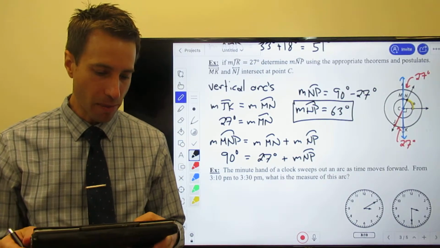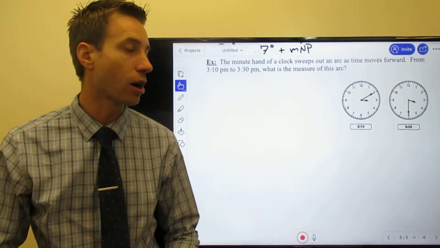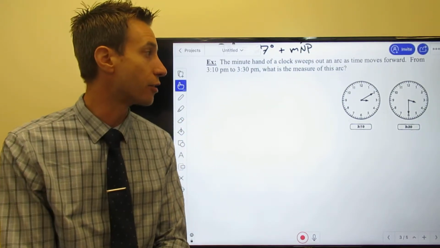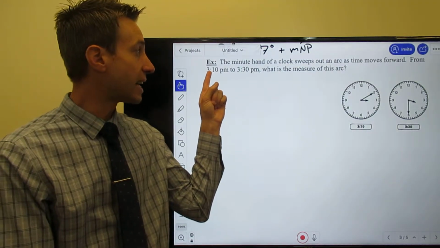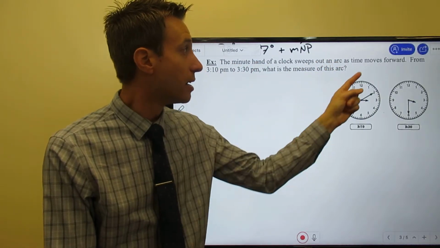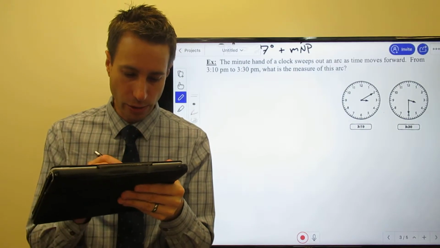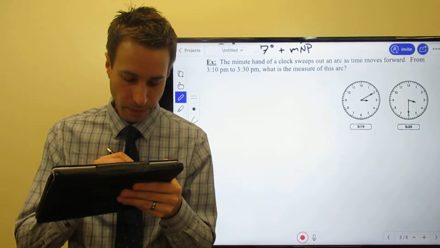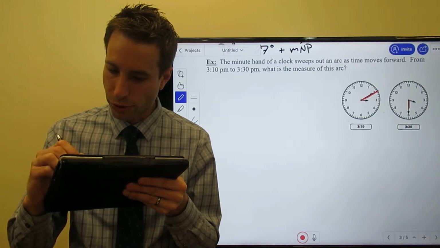Okay, I got one more problem for us here. Let's do one dealing with clocks. Why? Well, because the face of a clock, of course, is a circle. It's 360 degrees, and let's see what happens. I give you a time of 3:10. I want to know the minute hand sweeps out an arc as time moves forward from 3:10 to 3:30. So here we go. Here's 3:10. We're going from 3:10 to 3:30.